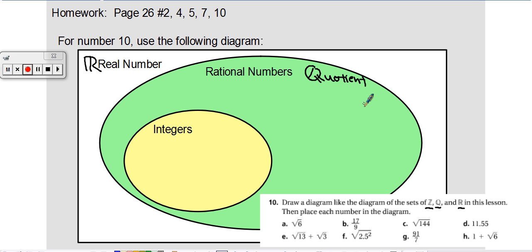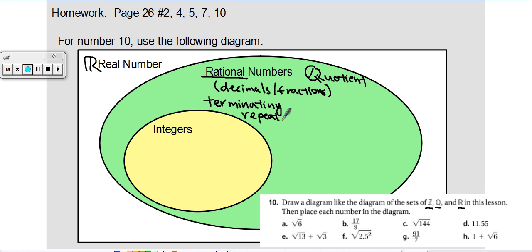And if you remember from class today, when we talk about rational numbers, we're talking about decimals and simple fractions. So if you have anything that has a terminating decimal or a repeating decimal, then these are all rational numbers. And everything else is what we would call an irrational number.